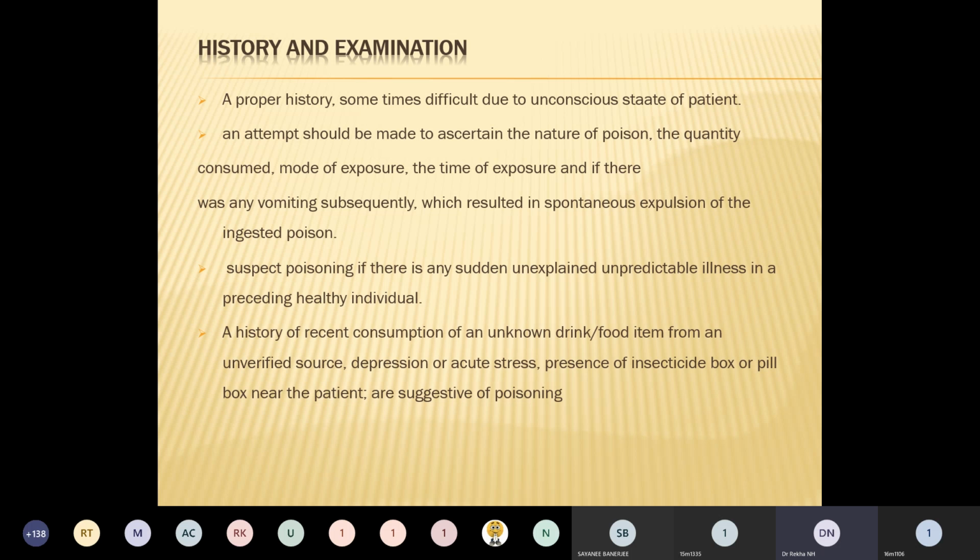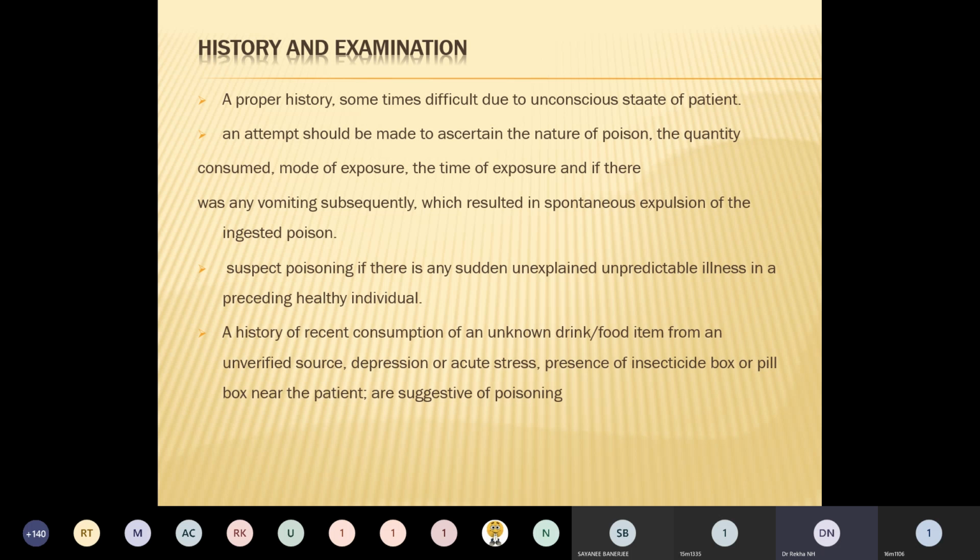If it is doubtful, you have to suspect poisoning if there is a sudden, unexplainable, unpredictable illness in a healthy individual, a history of recent consumption of an unknown drink or a food item from an unverified source, or a depression or an acute stress.